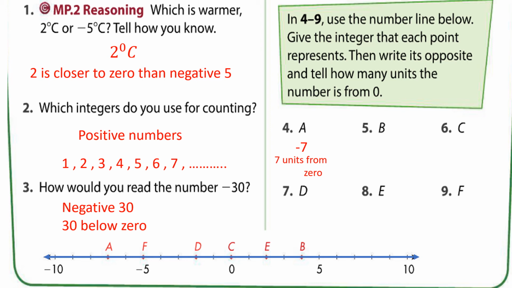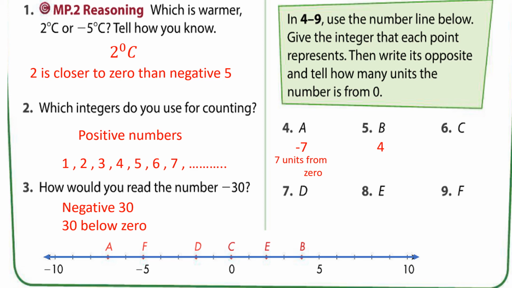Question 5 is B. Okay, what about point B? Point B, yes, is located on the right of 0. If it's on the right of 0, of course, it will be a positive number. It will not be a negative number, because the negative numbers are on the left of 0. So what about point B? Just count from 0, guys. After 0, 1, then 2, which is E here, then 3, then 4. So point B, of course, will be 4.